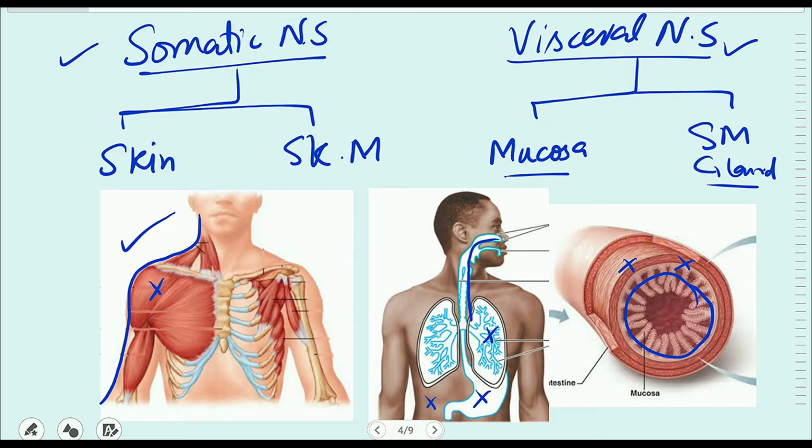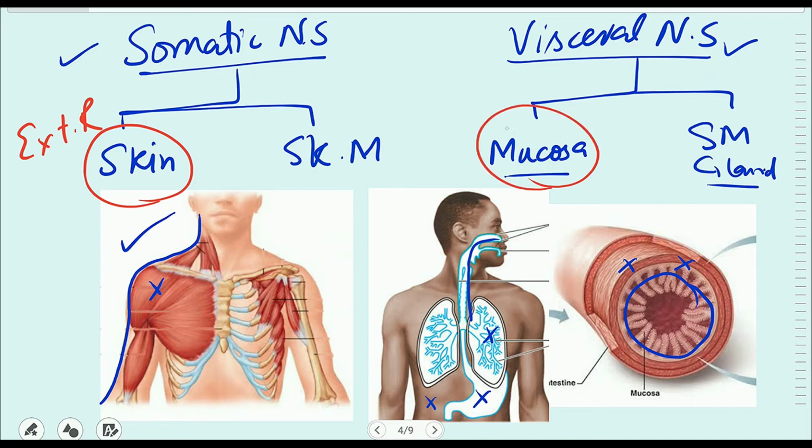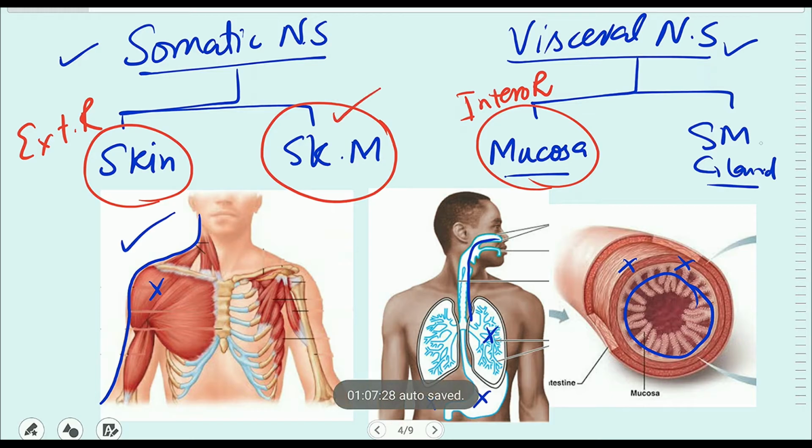Each nervous system will have a sensory component and a motor component. The sensory component of the somatic nervous system is the skin, which has the exteroreceptors, and the sensory component of the visceral nervous system is the mucosa, which has the interoreceptors. The motor component of the somatic nervous system is voluntary, that is the skeletal muscle. The motor component of the visceral nervous system is involuntary, that is not in our control, like smooth muscle, glands and the cardiac muscle.